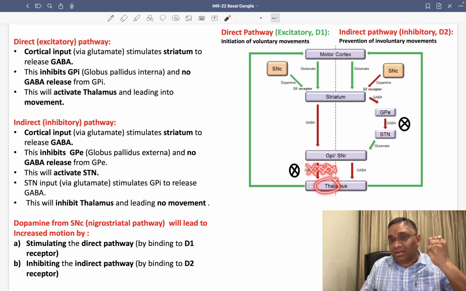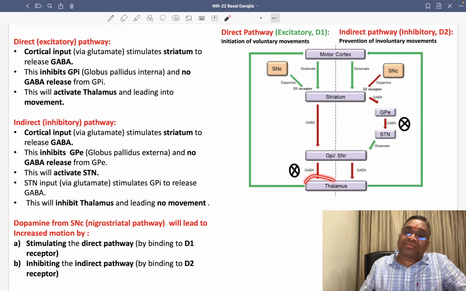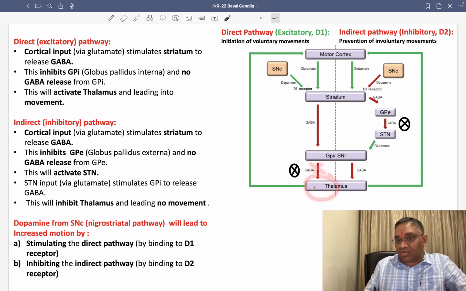The thalamus is not going to get inhibited, because what is the function of the GABA? GABA's function was to inhibit the thalamus. Now the thalamus is not inhibited. So if the thalamus is not inhibited, what will happen?